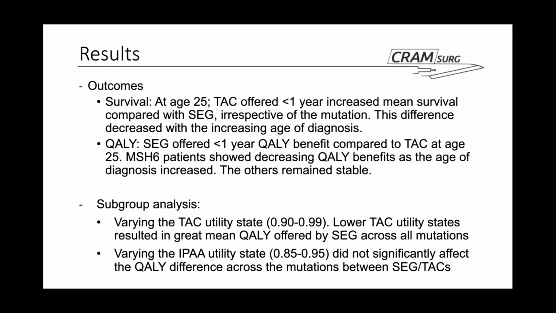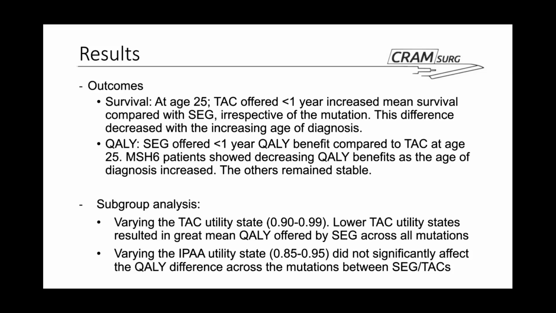Thanks, Pratik. So moving on to the results, if we look at the outcomes that they were trying to assess in terms of survival, when you look at the diagnosis at age 25, overall, a total colectomy offered a less than 1 year increased mean survival difference compared with segmental colectomy, irrespective of the mutation that was present in this diagnosis. This difference decreased overall with increasing age of diagnosis. Okay, so there was less of an increase in survival as you increase the age of diagnosis.